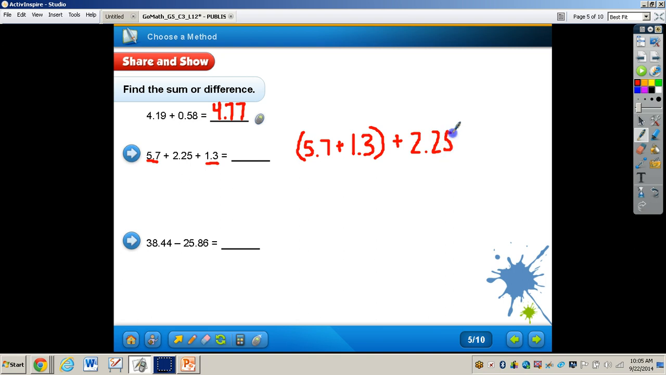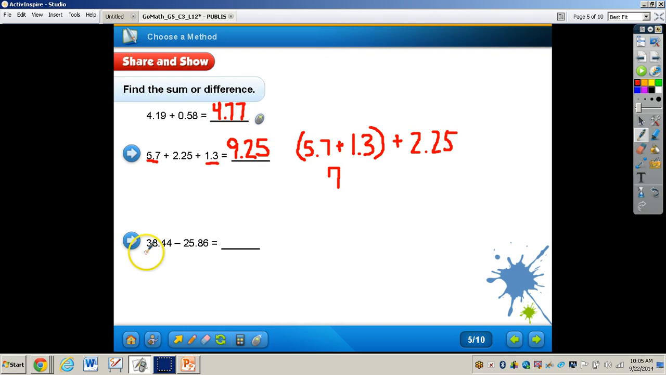Let me show you how we work this problem out. Now I know that 7/10 and 3/10 is going to give me 10/10, or 1 whole. Okay, so I think about that, and I know that I can just regroup, carrying 1 over. So 5 and 7/10 plus 1 and 3/10 is actually going to give me 7. And then I know I can add 2 and 2500ths to that 7, giving me 9 and 2500ths. Okay, so you can see as you use the associative property, it can be very easy to add numbers together.